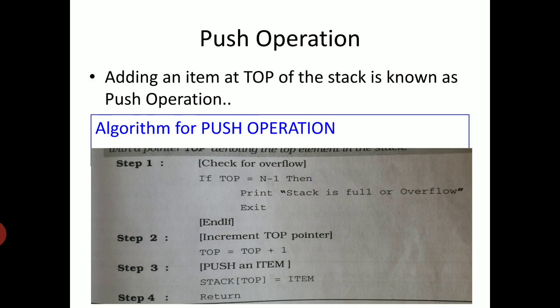Correct. After incrementing, you are inputting to the stack. And fourth step, you are returning. Remember, there are 4 simple steps. First step, check for overflow. Second step, if there is no overflow, if the condition goes false, then increment the top value by 1, and then at the top position you have to input the item in the third step of the algorithm.